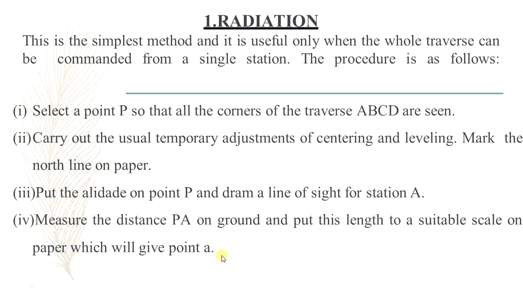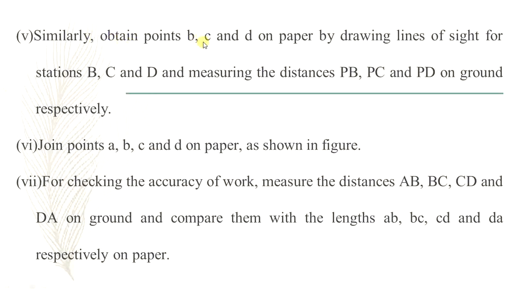We use a suitable scale, such as 1 is to 50, 1 is to 25, 1 is to 10, 1 is to 100, 1 is to 500, or 1 is to 200. As per the conditions of the site, we finalize the scale, and after measuring the distance PA on the ground, we mark it on the paper. Next, similarly obtain points B, C, D on paper by drawing the lines of sight for stations B, C, D and measuring the distances PB, PC and PD on the ground respectively.